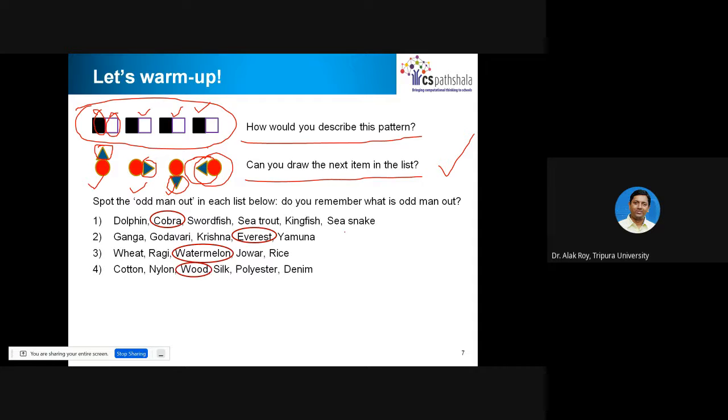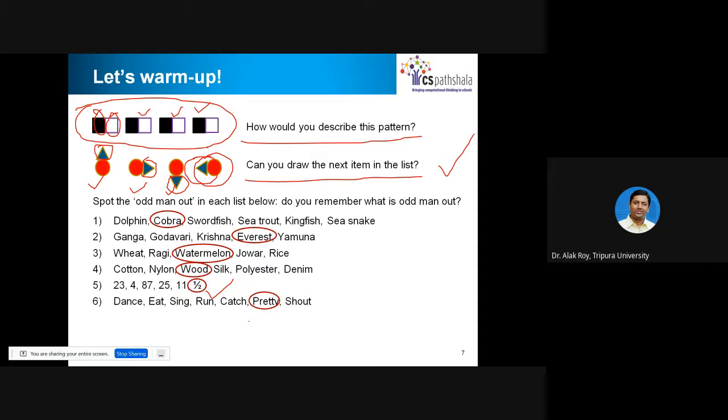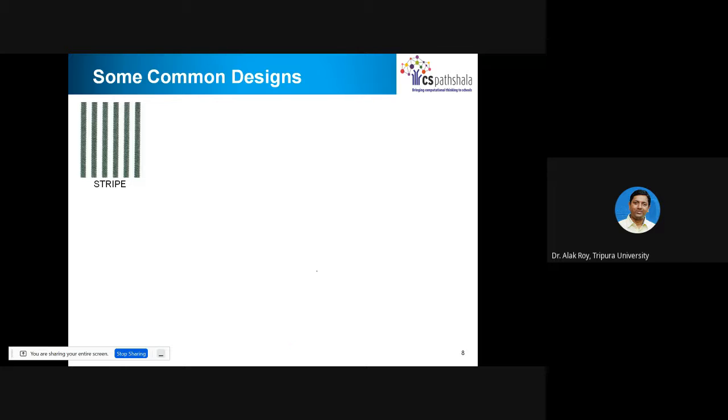Okay. Similarly, among cotton, nylon, wood, silk, polyester, denim, wood is different. Similarly, this is different. So the uncommon one is pretty, and the uncommon one is Kanyakumari. Okay. So there can be different examples.